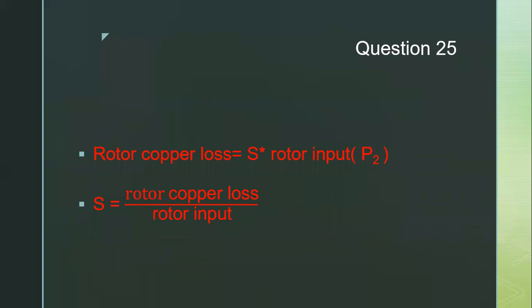In the power flow, you know that rotor copper loss is equal to S into P2. You already studied that copper loss is equal to slip into rotor input. So slip will be equal to rotor copper loss divided by rotor input. That is your answer. On the power flow diagram, rotor copper loss is equal to slip multiplied by rotor input, and (1 minus S) into rotor input gives the mechanical output.